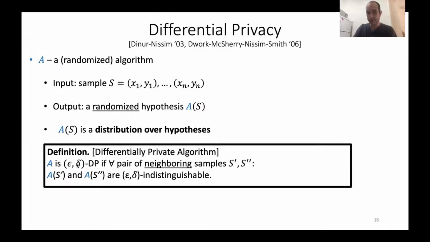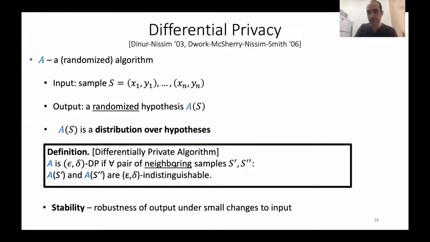So we say that the algorithm is epsilon-delta differentially private if, for every pair of neighboring inputs, meaning that you change only one entry in the input, the induced distributions of the outputs are indistinguishable. So if you change one example, the participation of each single example will not affect the output distribution by much. This is a strong form of stability. It's a robustness of the output under small changes to the input.